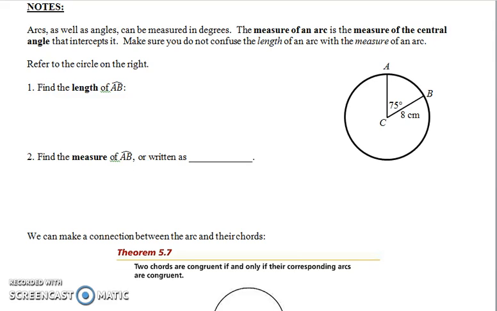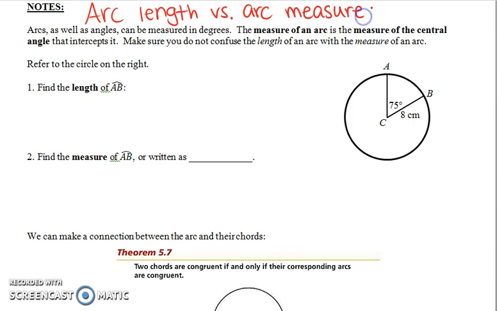Okay, so now to get into the notes of section 8.4 for arcs and central angles, I want to talk about something called arc length versus arc measure. Now this topic is going to be slightly new, but it does relate to something that we've already talked about.